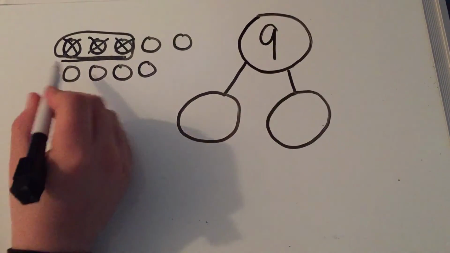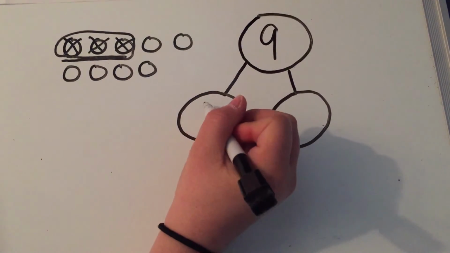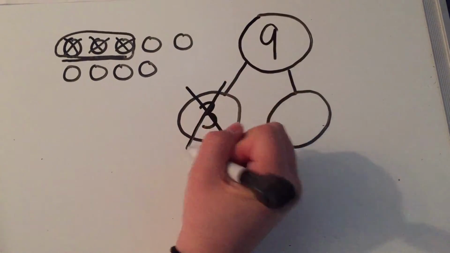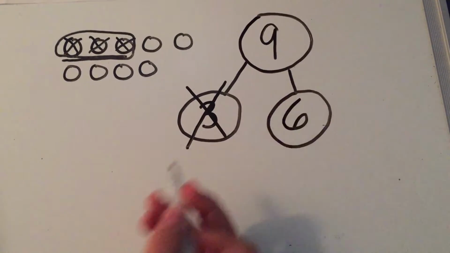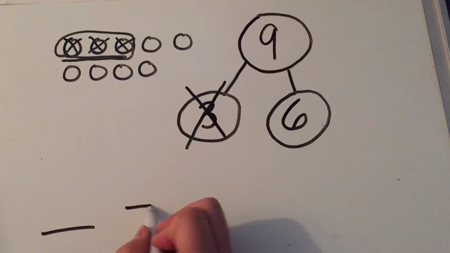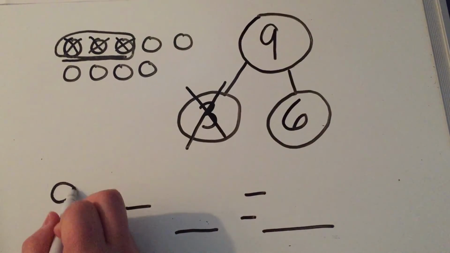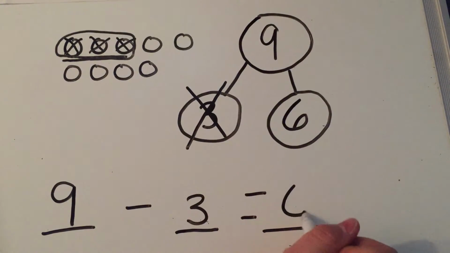Then we decided that those 3 green balls were taken away. The 3. We used that 3 to know that we have 6 left. All right, now let's write our subtraction sentence. We start with that 9. We took 3 away, and we have 6.